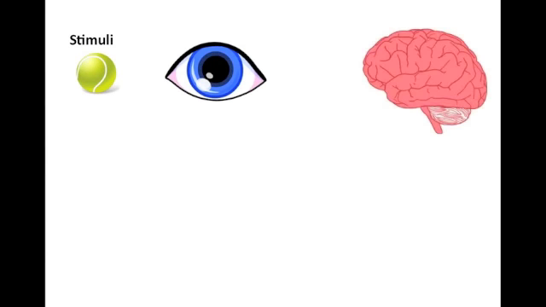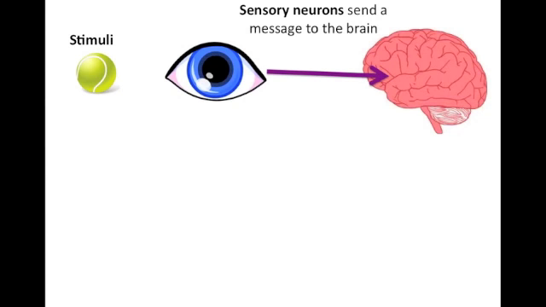Well, let's try and use some of the key terminology we're talking about. So stimuli. Stimuli is the thing we are going to react to. So in this case, it's the ball. It's detected by the eye, which is a sense organ, and there are sensory neurons, particularly the optic nerves, which send a message along these neurons to the brain.